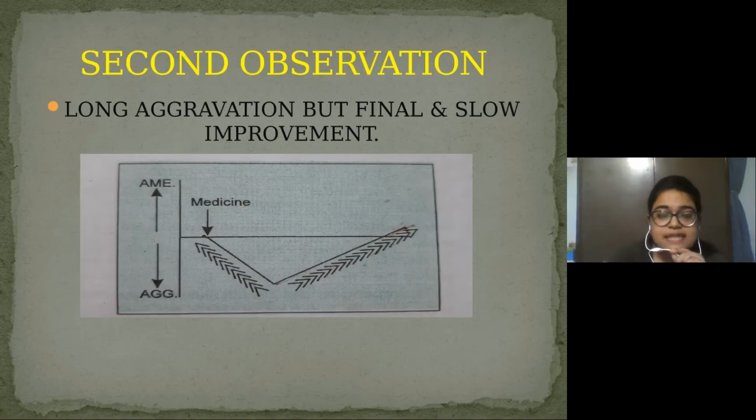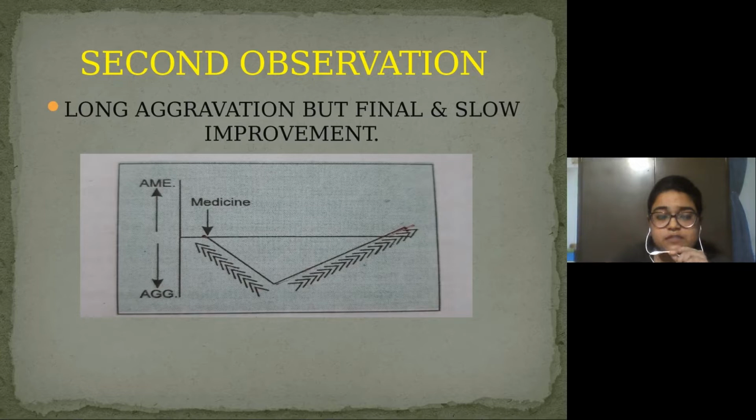The second observation is a long aggravation, but final and slow improvement. Here also, as in the first observation, there is prolonged aggravation. But in the first observation the patient's condition is declining, while in the second observation there will be final and slow improvement. By this graph, we can understand that there is aggravation and then final and slow improvement. The graph is going towards amelioration.